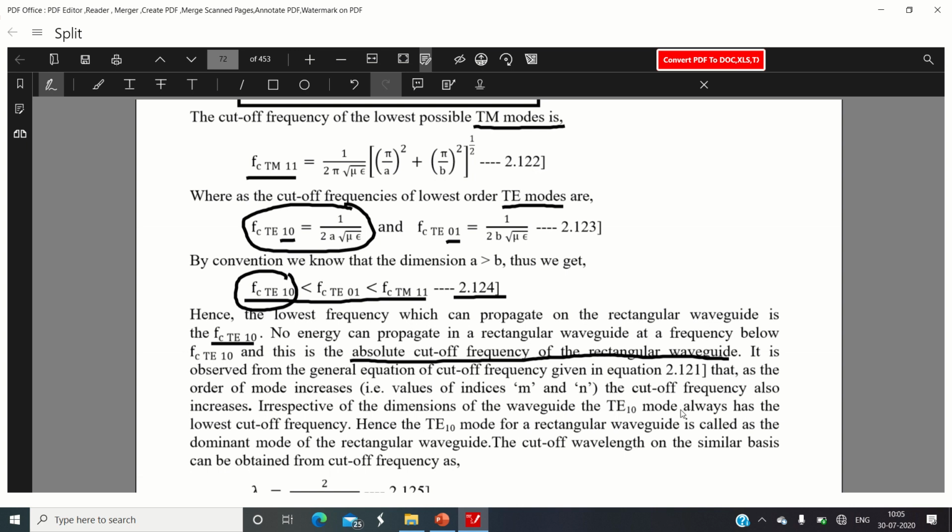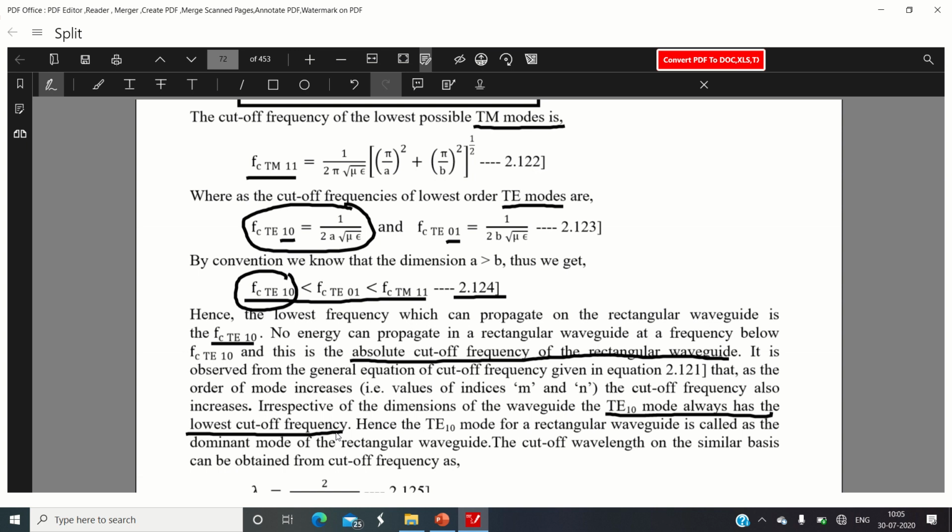Irrespective of the dimension of the waveguide, the TE10 mode always has the lowest cutoff frequency. This is a very important sentence. TE10 mode will always have the lowest cutoff frequency. The cutoff frequency is that frequency below which the signal cannot propagate through a given rectangular waveguide.